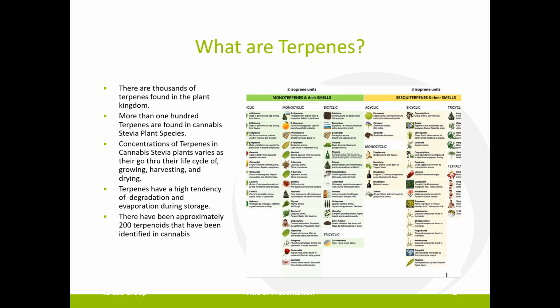So before we start, let's talk about terpenes. What are terpenes? There are thousands of terpenes found in the plant kingdom. More than 100 terpenes are found in the cannabis sativa plant species. It is the same species that you get hemp and medical marijuana from. The concentration of terpenes in the cannabis sativa plant varies as it goes through its life cycle, during growing, harvesting, and drying. Terpenes have a high tendency of degradation and evaporation during storage. Right now, approximately 200 terpenoids are found in cannabis plants.